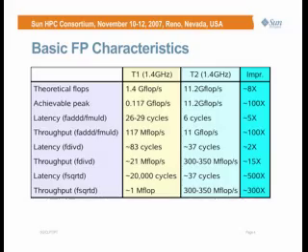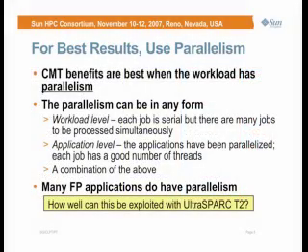Now suppose you want to take this chip and say, I have this HPC application. What do I need to do to get the most out of this new design? Well, for best results, you need to use parallelism, because it's a CMT design. It has 64 threads. The more threads you have, the happier the chip is and the more performance you can get. This parallelism can actually come in different forms.